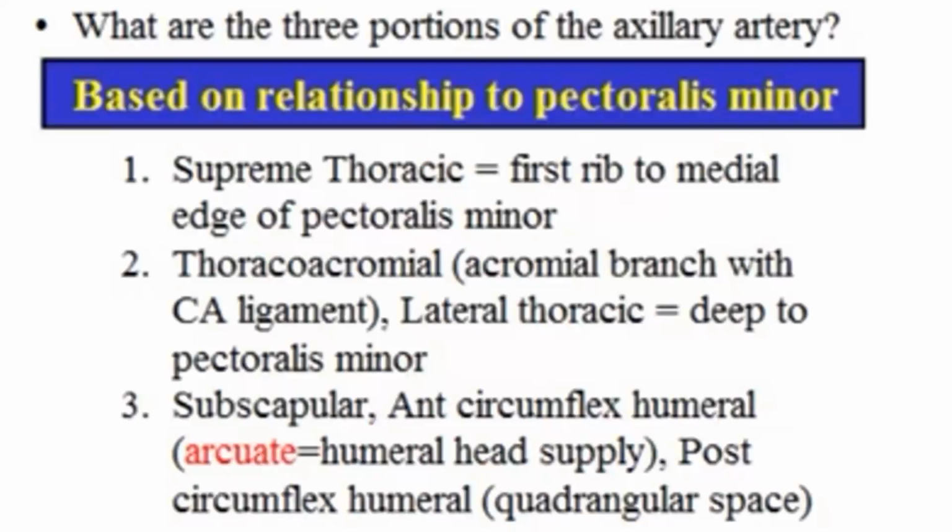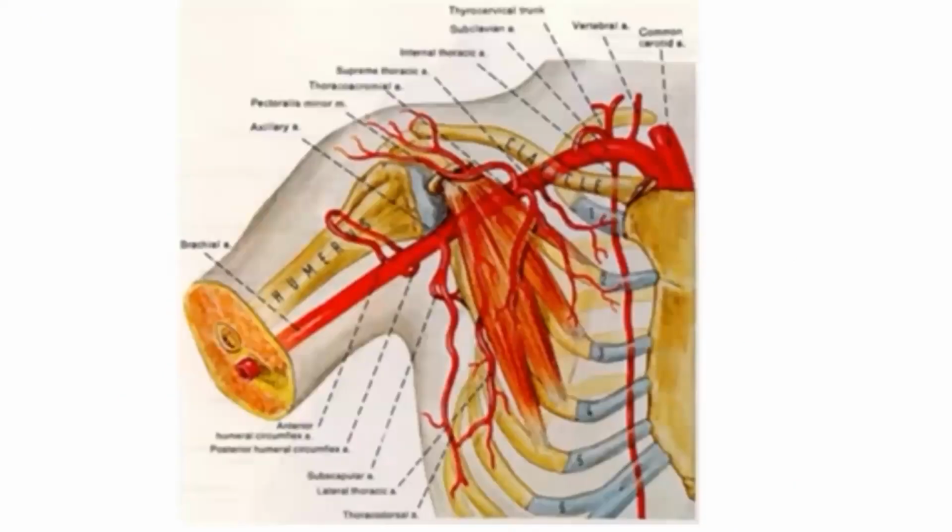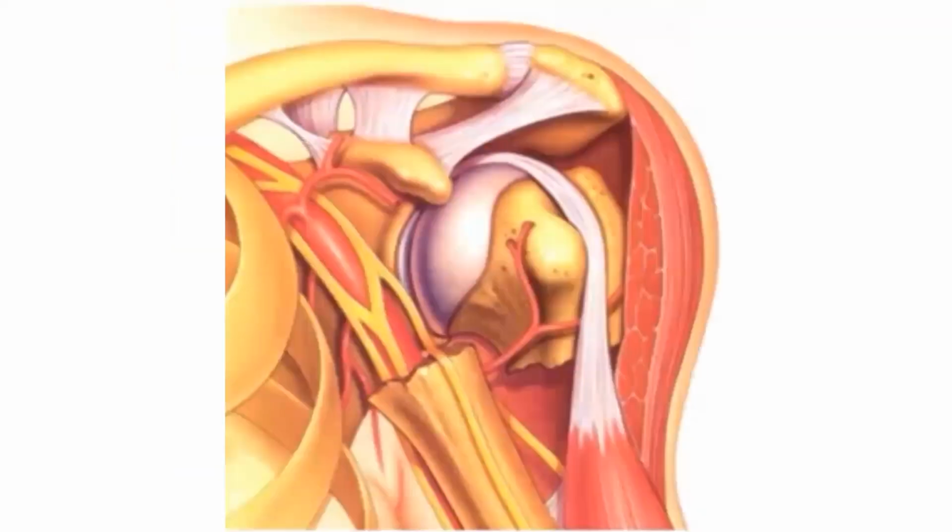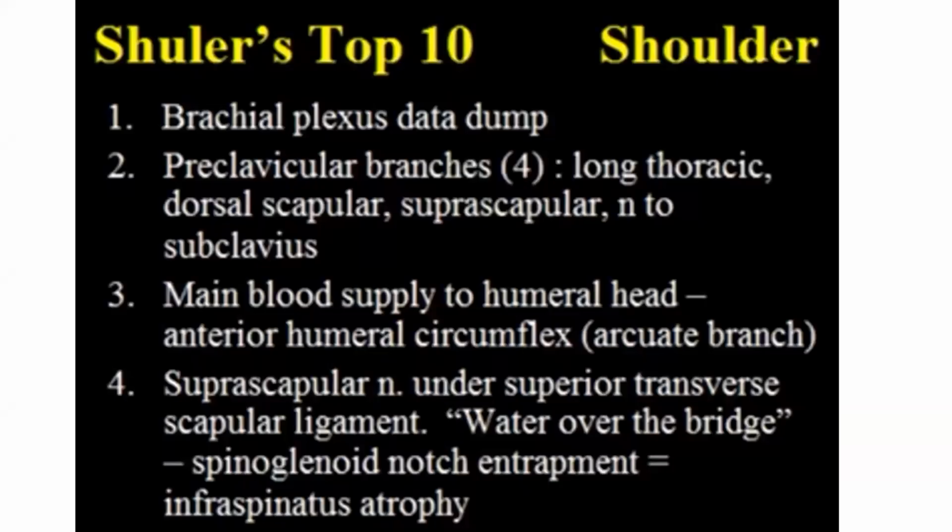What are the three portions of the axillary artery? It's a pure memory question. You have to know them. Now, this is Schuler's top 10 review course. He speaks about the brachial plexus, and pre-clavicular branches: the long thoracic, dorsal scapular, suprascapular, and nerve to subclavius. You have to know these.